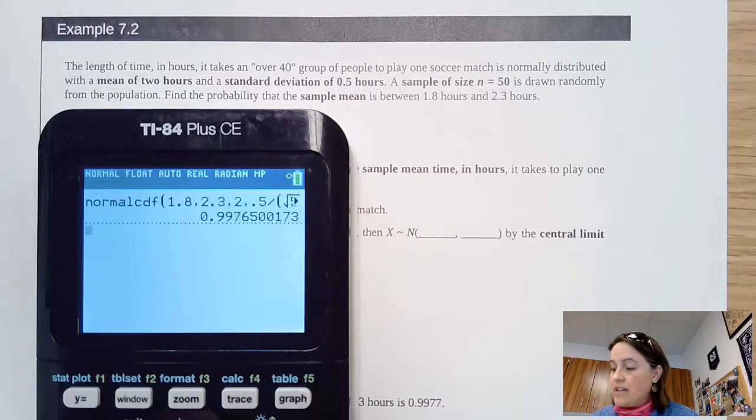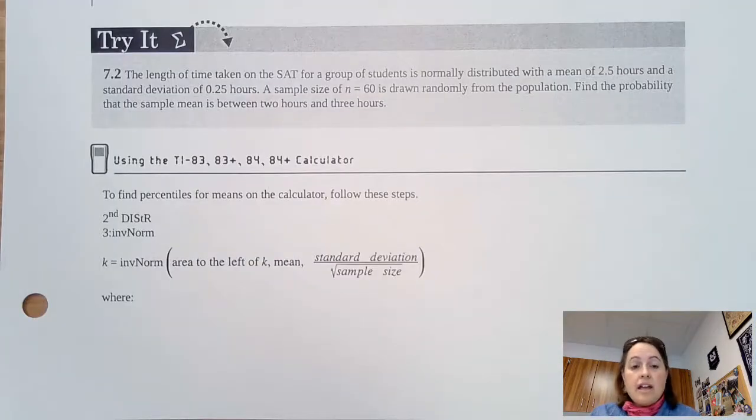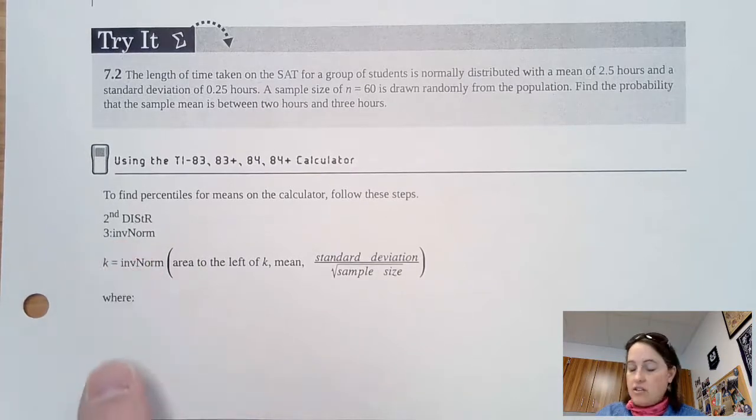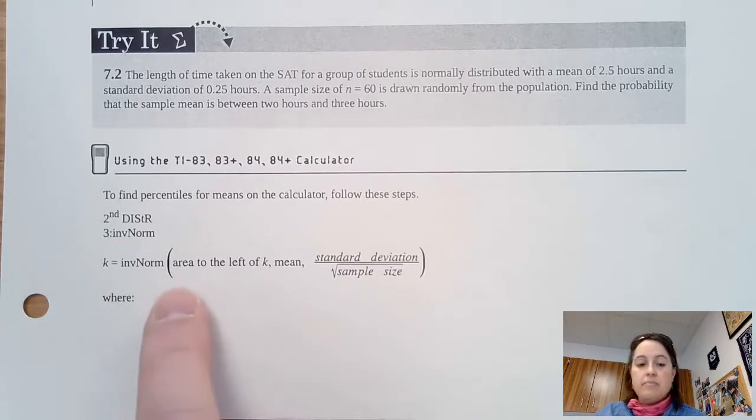All right, so then that gives us the probability that it lands between 1.8 hours and 2.3 hours is 0.9977. And if we're looking to find percentiles, we're going to do the same thing that we did before. We're going to use the inverse normal function and then use k as the percentile and use our mean and then our standard deviation divided by the square root of the sample.